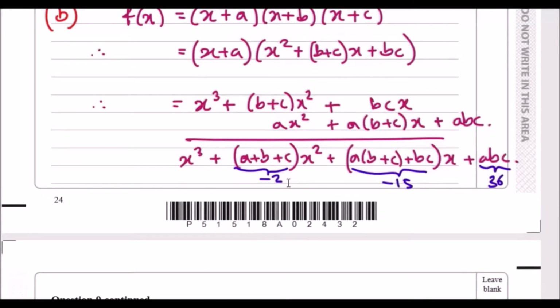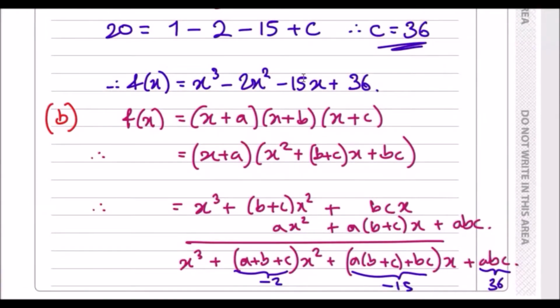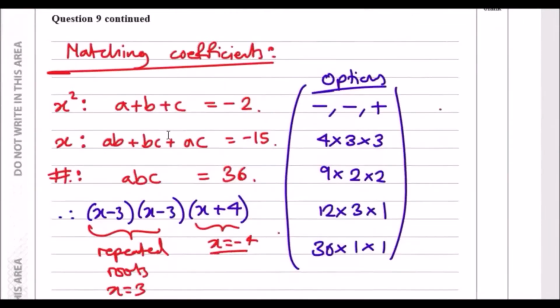So basically all we say now is that for the x squared term, if we compare it to the f(x) function, we can say that a plus b plus c is identical to minus 2, because it's the same value. We can say for the x term, all of this is identical to minus 15. And of course the constant term is identical to 36. And then you make an equation.